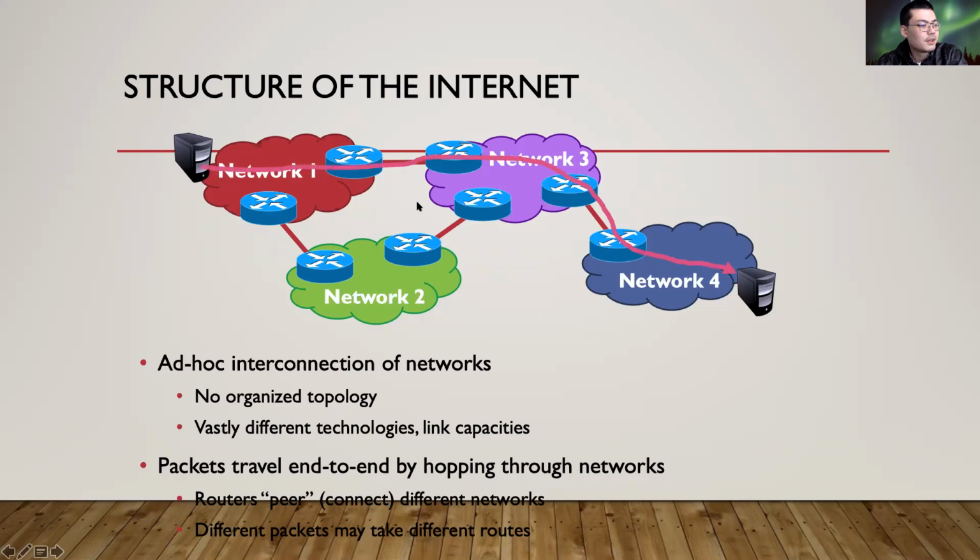Right. So here, for example, you can have a host in the red network and send a packet to the one in the blue network. Okay, another host. So this is end to end, but you can take a different route. You can either go through the purple intermediate network, or you can go through the green one. So which one should you go through?